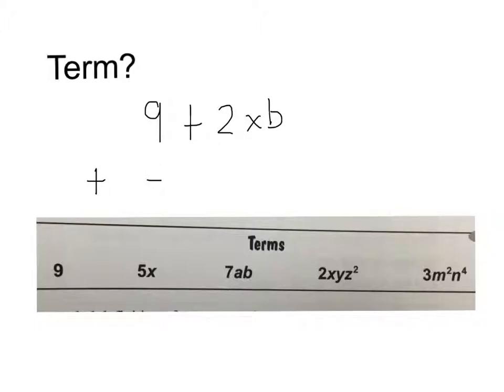Okay? So if I put a minus 4a squared here, now how many terms do I have? 3. I've got a term here. 9's a term. 2xb's a term. And 4a squared's a term. And they're all separated by this minus and this plus sign, right? 3 terms.